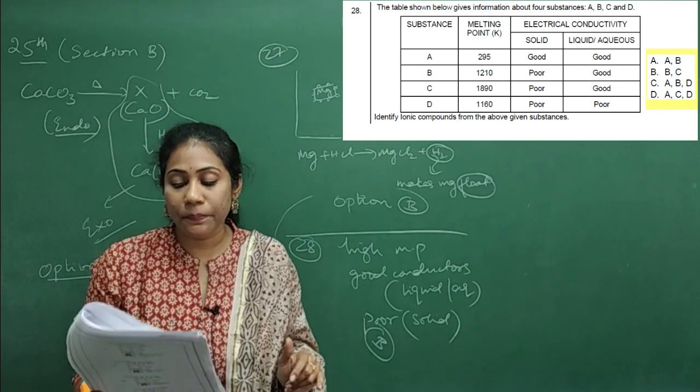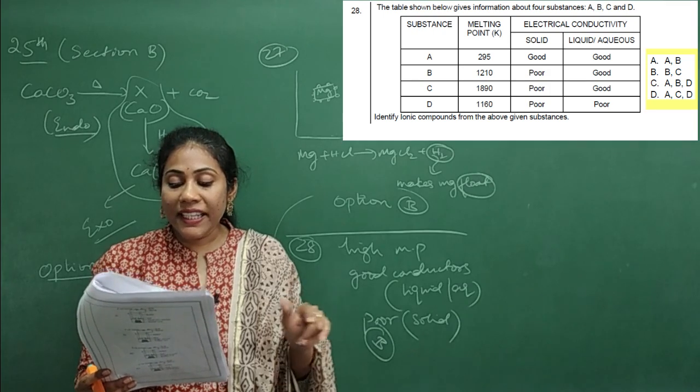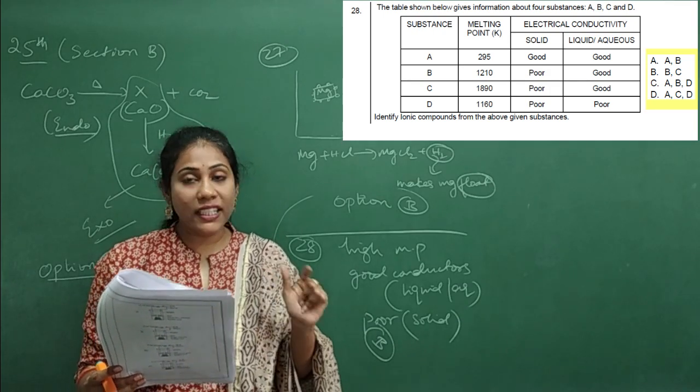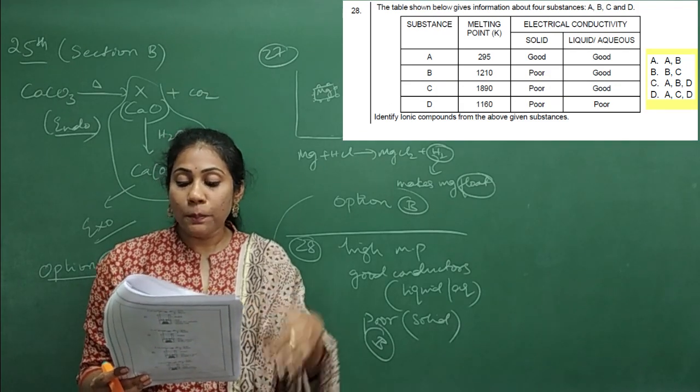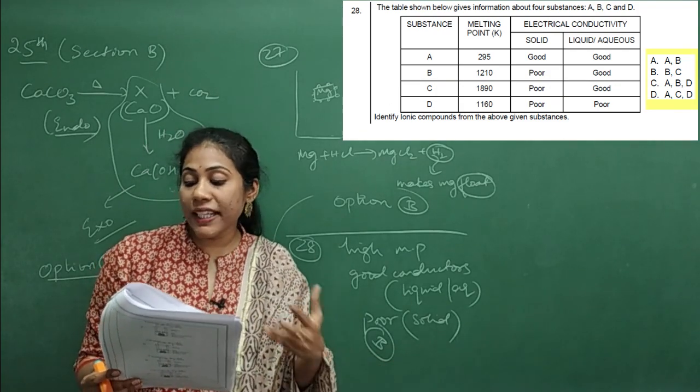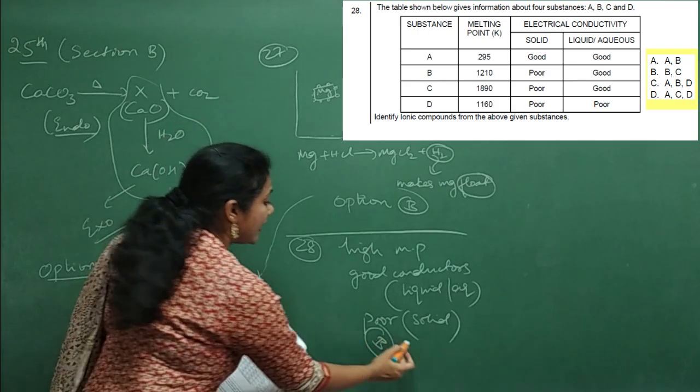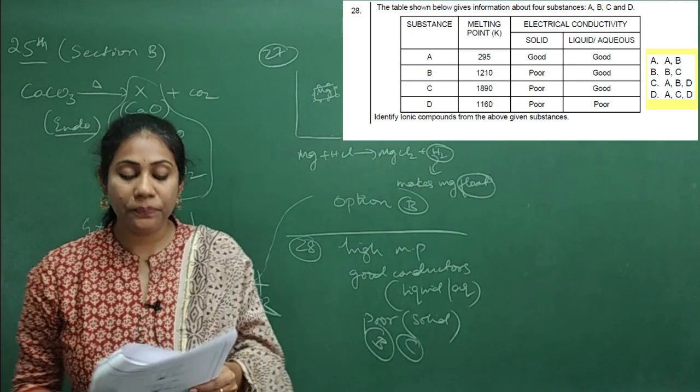Let's check it for C. Melting point 1890, very much high. Definitely it must be ionic. Electrical conductivity, let us check. Poor in solid state, good in liquid or aqueous state. So definitely C is also an ionic compound.